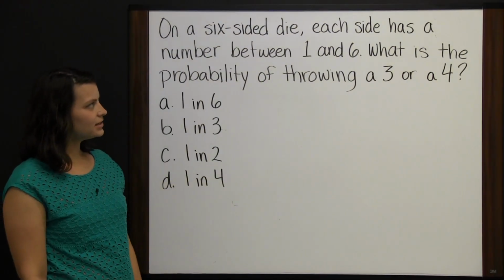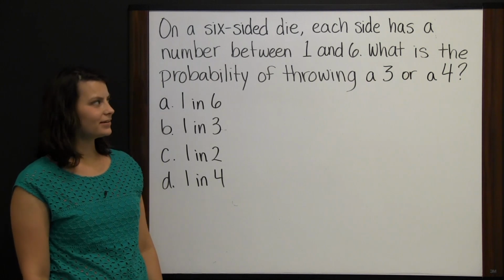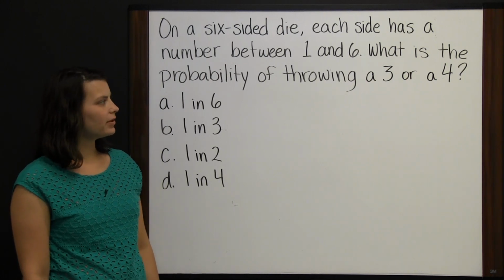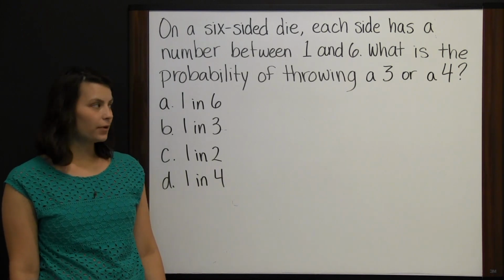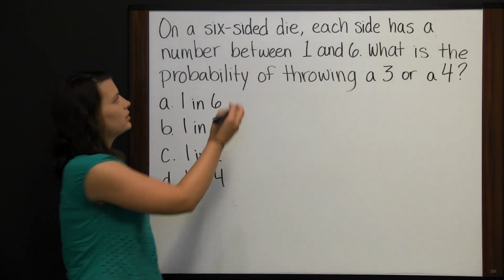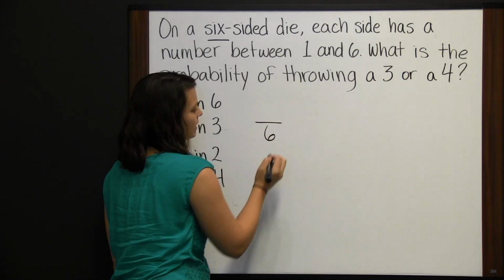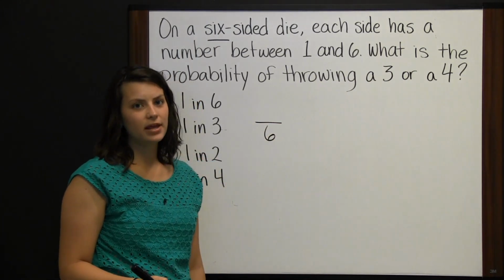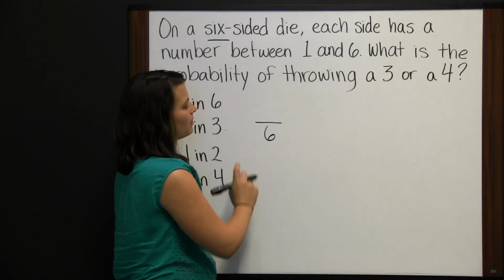On a 6-sided die, each side has a number between 1 and 6. What is the probability of throwing a 3 or a 4? This die has 6 sides, so that means our total is 6, which is the denominator of our fraction for finding our probability.